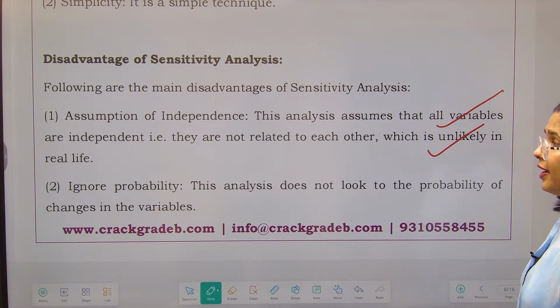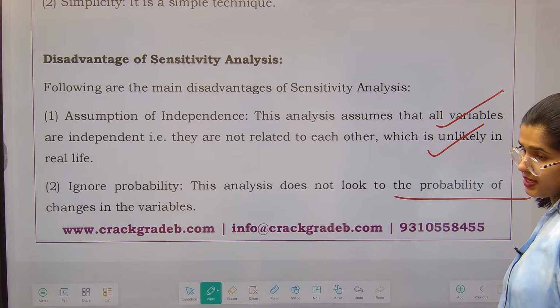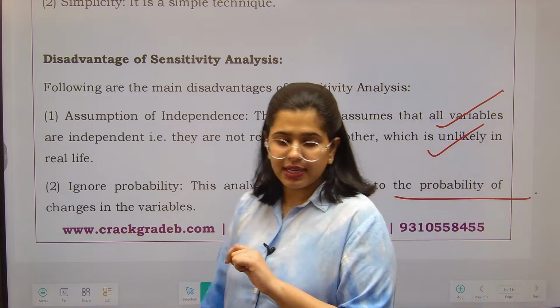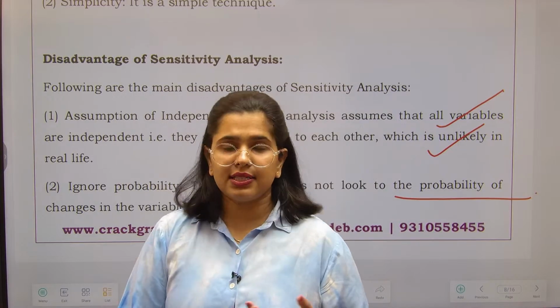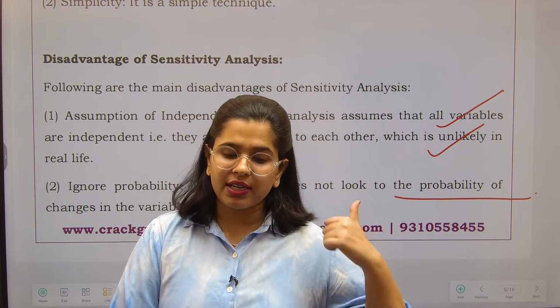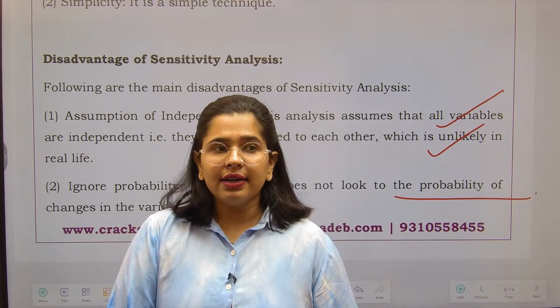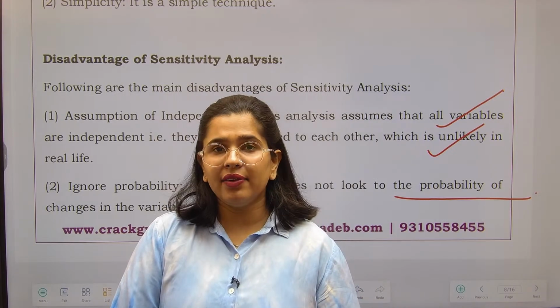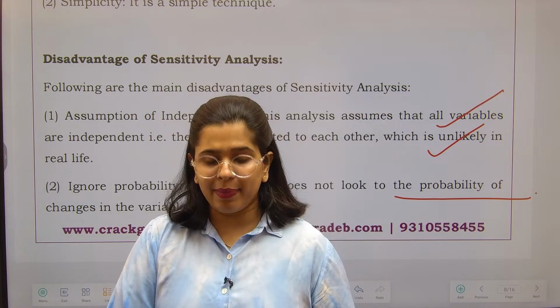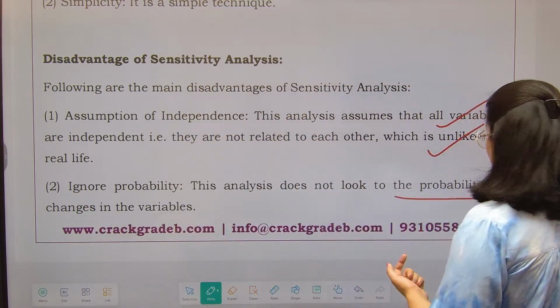Okay. Ignores probability. This analysis does not look at the probability of changes in the variables, whereas probability is a consideration that we considered in the decision tree analysis. ठीक है, हमने decision tree में consider किया था, but we are not considering over here, and we should consider it because the uncertainty is somehow tackled when you incorporate the probability into your calculations. Okay, and that is something which we are ignoring over here.